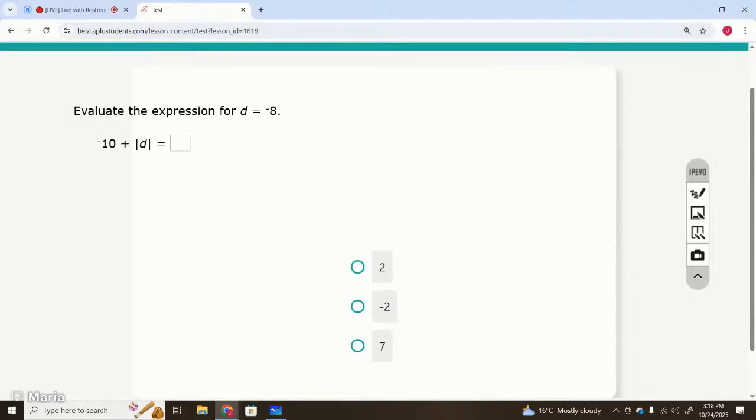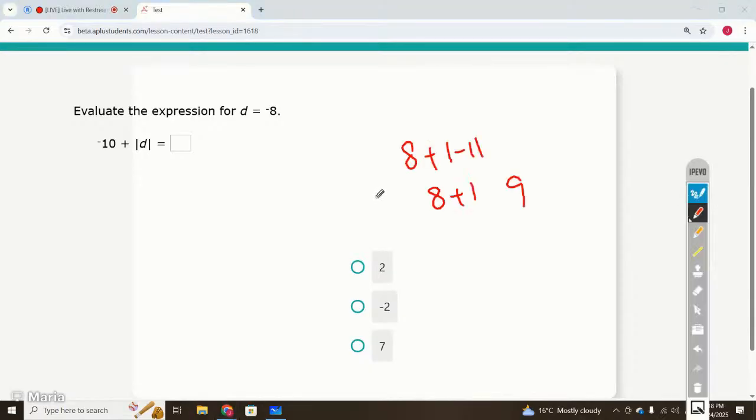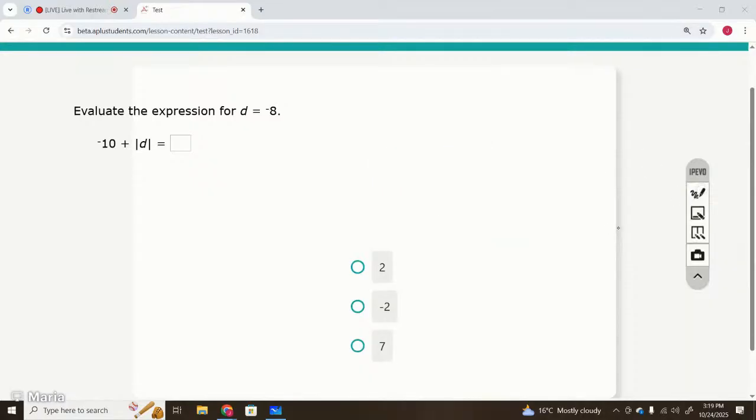Evaluate the expression for d equals negative 8. That is negative 10 plus absolute value of negative 8. Absolute value of negative 8 is 8. So negative 10 plus 8 is negative 2. Option number 2 is the correct option.